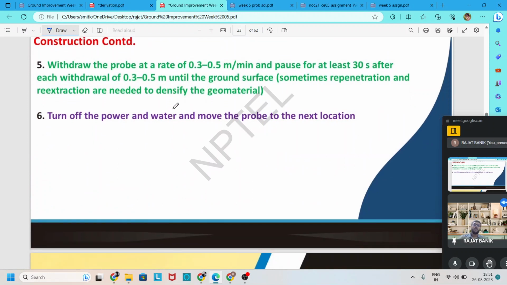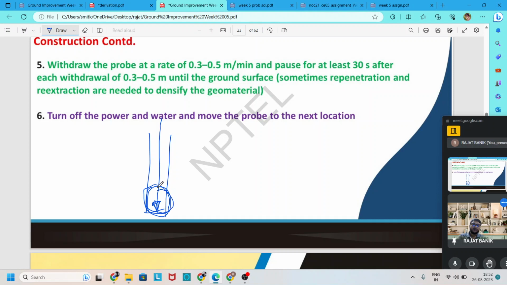The same when extracting, the same rate is applied, 0.3 to 0.5 meter per minute, and after that, again penetration, re-penetration happening, again extraction, re-extraction is happening. Like that way, the ground is compacted. That means if you draw one column first, due to this water force and vibration force, one targeted point is reached. After that targeted point, give some time to vibrate here and improve this ground.